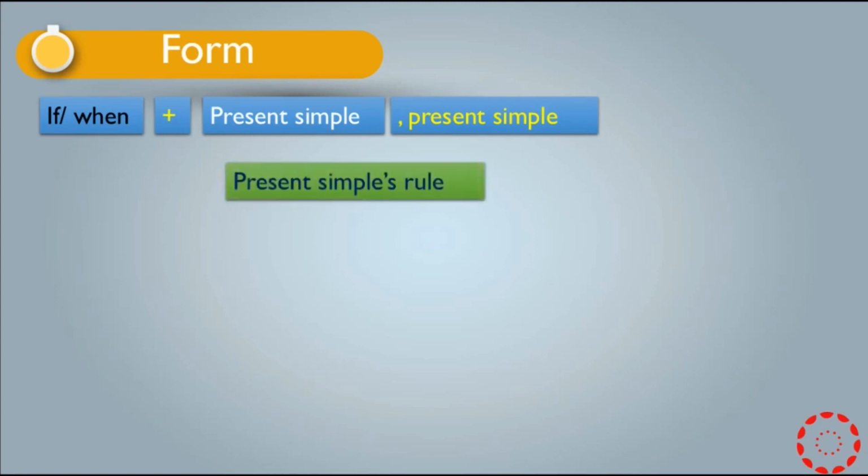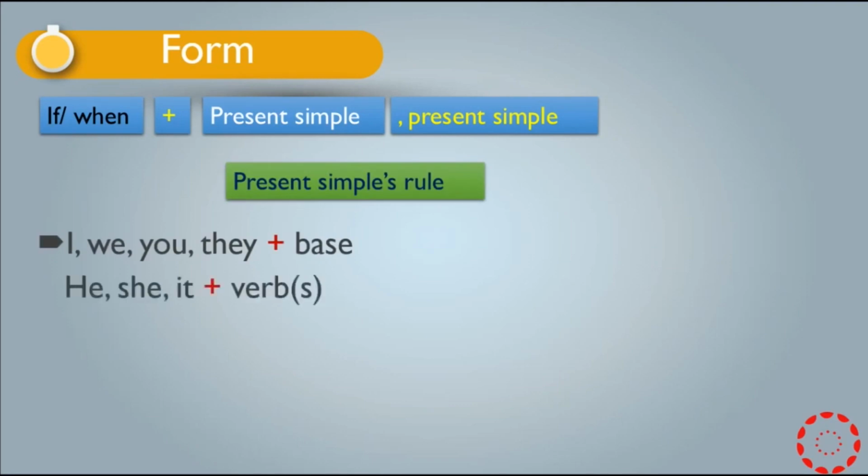Present simple's rules: it is I, we, you, they plus base, and he, she, it plus verb s. So if our subject is I, we, you, they, the verb should be base without ed, s, es, ing or past form. Also, if our subject is he, she, it or a name or the third person singular, the verb has to take s. So it's different from the other one, I, we, you, they.